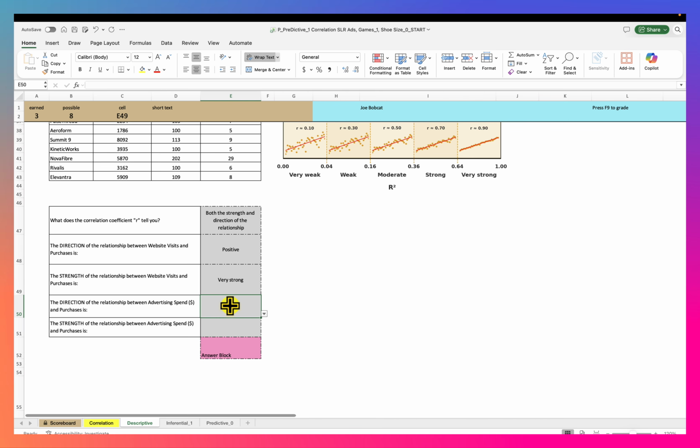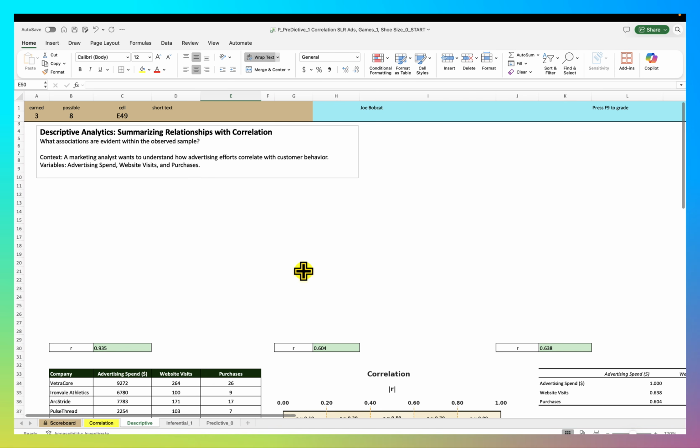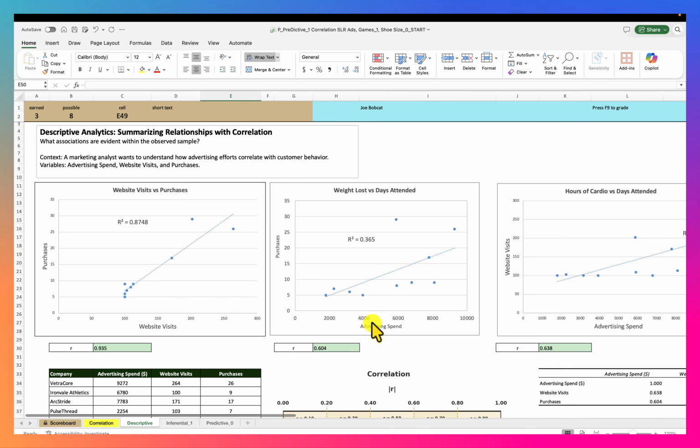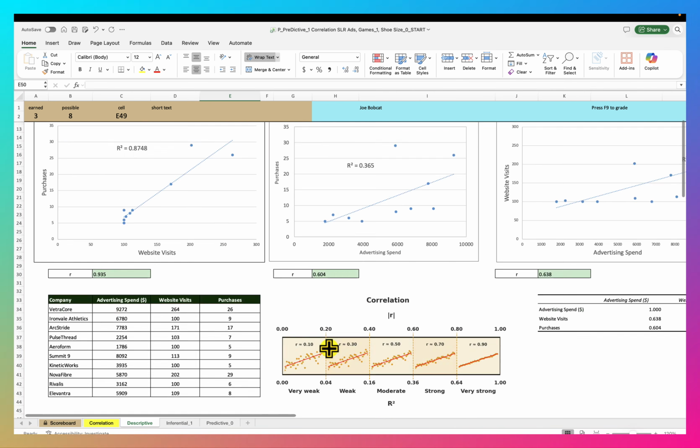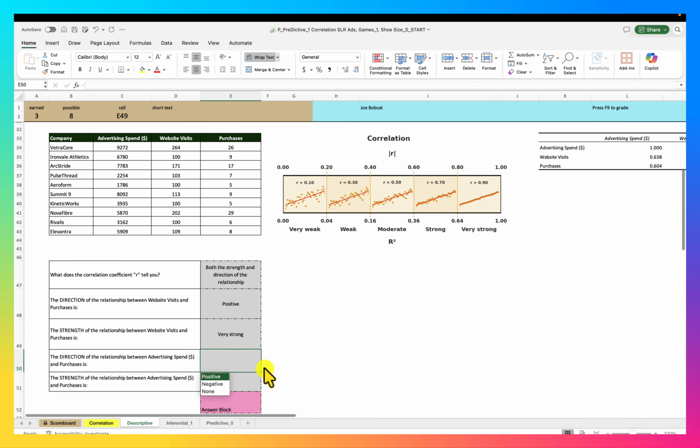The direction of the relationship between advertising spend and purchases is also positive because the line's sloping up, but also because the correlation coefficient is a positive number. And the strength of the relationship, as we mentioned, was just over the line for strong.